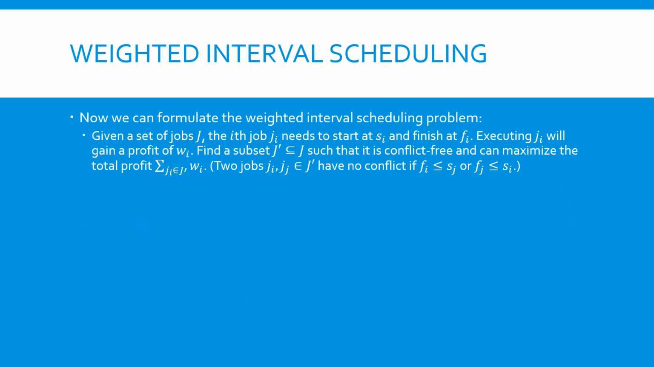Formally speaking, we are given a set of jobs J where the ith job needs to start running at Si and finish at Fi. If completed, the job will yield a profit of Wi. The weighted interval scheduling problem involves finding the subset J prime such that no conflicts exist in J prime, and the total profit of jobs in J prime is maximized. Here, by weighted, we mean each job is weighted by its corresponding profit Wi. And by conflict, we mean the execution time intervals of two jobs overlap.